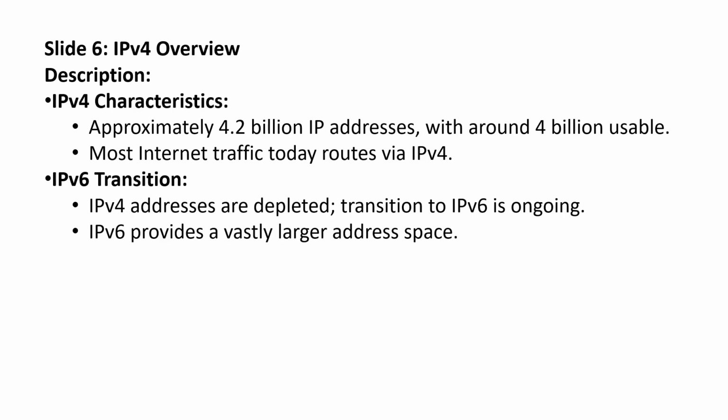IPv4 characteristics. Approximately 4.2 billion IP addresses, with around 4 billion usable. Most internet traffic today is routed via IPv4. IPv6 transition. IPv4 addresses are depleted. Transition to IPv6 is ongoing. IPv6 provides a vastly larger address space.